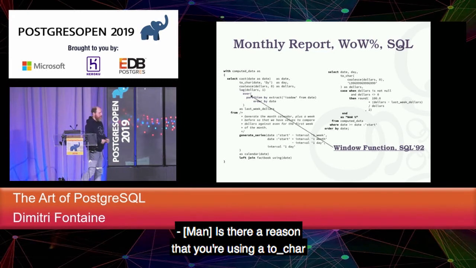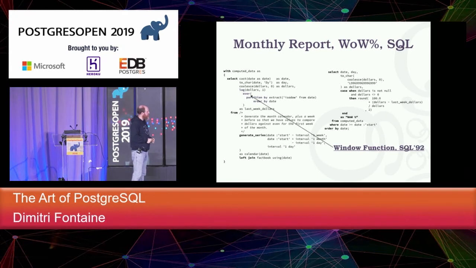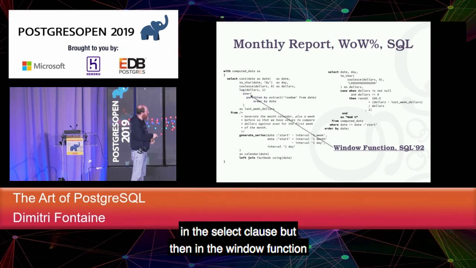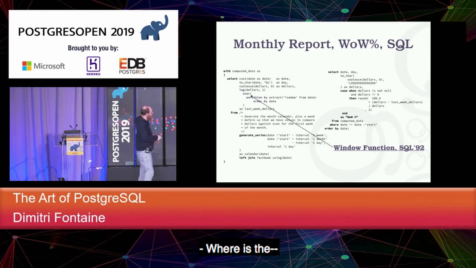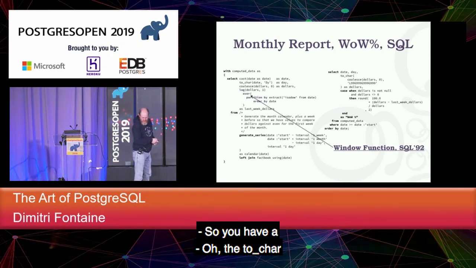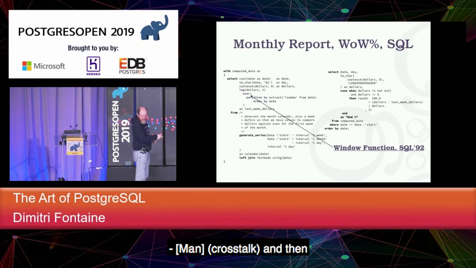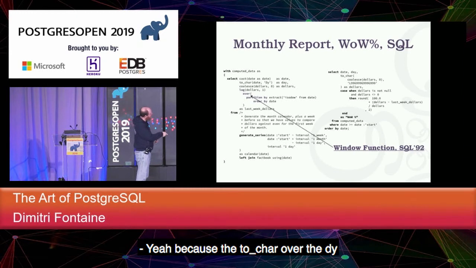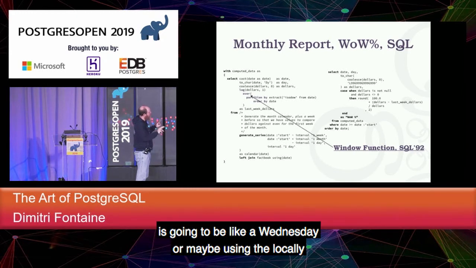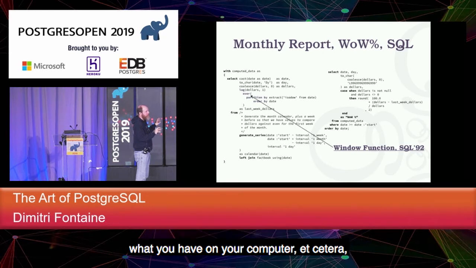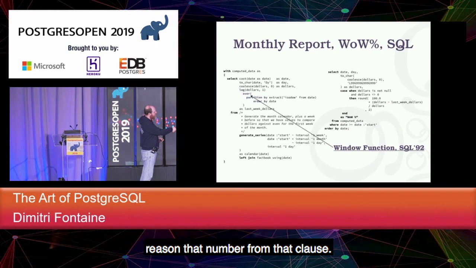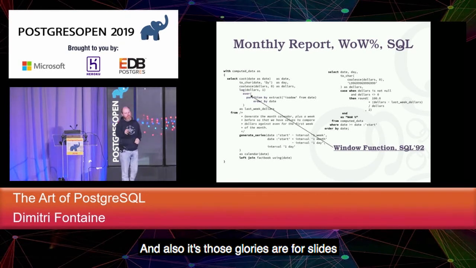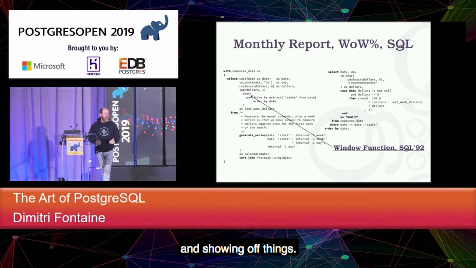Question? Is there a reason that you're using tochar in the select clause, but then in the window function you're using extract ISO-DOW? So you have the tochar as day, and then in the window function you're using... Yeah, because the tochar here with the dy is going to be like Wednesday, or maybe using the locale that you have on your computer, etc. And this is a number, so maybe it's easier to reason about numbers in that clause. And also, those queries are for slides and showing off things.